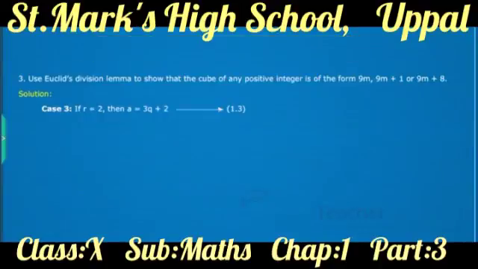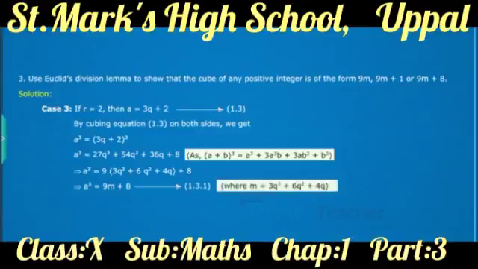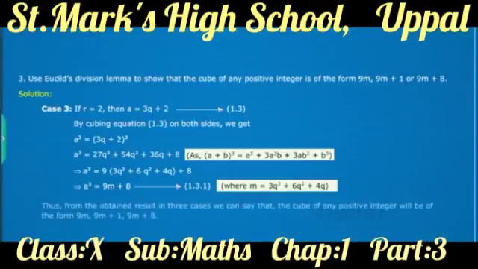Case 3. If r equal to 2, then a is equal to 3q plus 2. By cubing equation 1.3 on both sides, we get a cube equal to (3q plus 2) whole cube. As it is in the form of (a plus b) whole cube, we write it as shown. Now, by further solving, we get a cube is equal to 9m plus 8. Let us represent it as equation 1.3.1, where m is equal to 3q cube plus 6q square plus 4q.